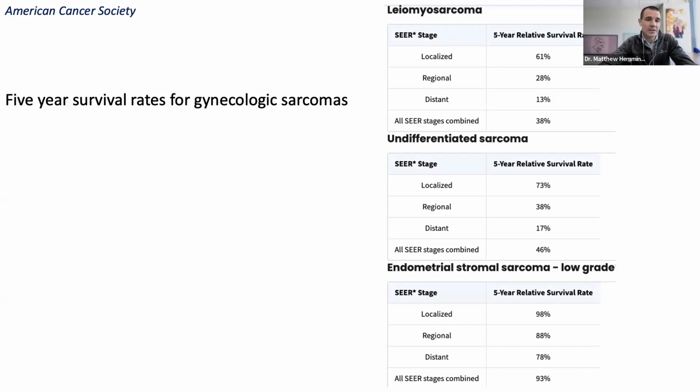So I brought this from the ACS website, and again, this is 5-year survival. For patients with leiomyosarcoma, they're stratified by localized disease, disease with regional spread, and then distant metastases. And the 5-year survival, as you can appreciate, with more advanced disease is worse. So 13% for patients that have advanced, metastatic disease. Undifferentiated sarcomas also follow a similar pattern, and that's true for some of the other sarcomas that we looked at that are more aggressive. And then contrast this to low-grade endometrial stromal sarcoma, where even in advanced disease, most patients can do well for a long time, either on observation or with therapy, in this case, for example, hormonal therapy.